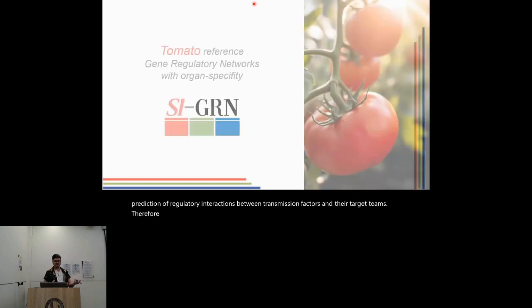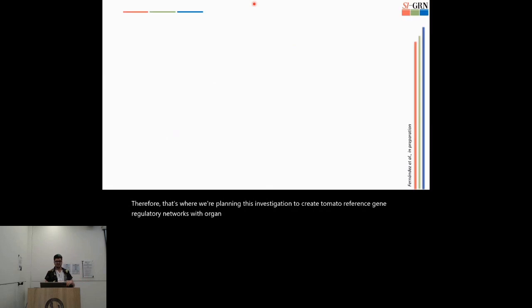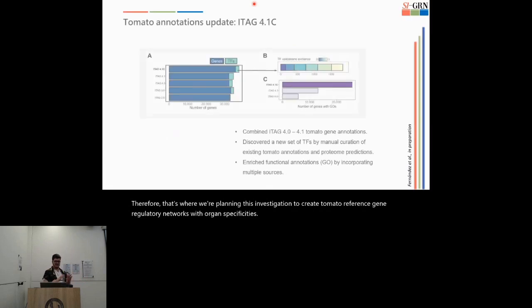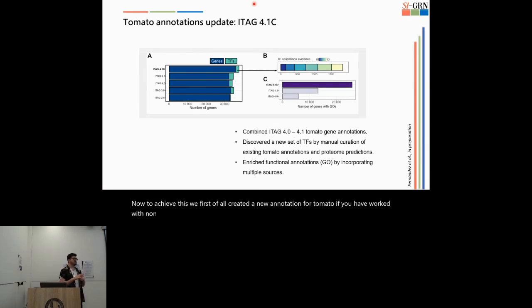Therefore, that's why we're planning this investigation to create tomato reference gene regulatory networks with organ specificities. Now, to achieve this, we first of all created a new annotation for tomato. If you have worked with non-model organisms, you may know that in most cases, different gene versions, different gene annotations, and different sets of experiments vary between all the experiments available. So we try to combine this using the latest genome SL4.0 and combine the annotations ITAG4.0 and ITAG4.1 into a new annotation called ITAG4.1c.